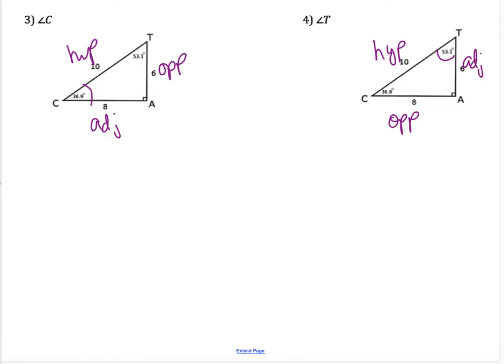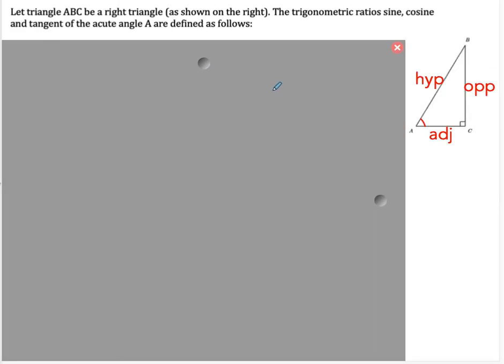Okay, now that we have this easy peasy stuff going, we're going to learn what in the world this opposite, adjacent, hypotenuse means. So here we go. We have ratios that are always true, side lengths divided by other side lengths. Let triangle ABC be a right triangle as shown here. The trigonometric ratios, sine, cosine, and tangent of A, are defined as follows. First, would you please label from angle A one more time the opposite, the hypotenuse, and the adjacent.